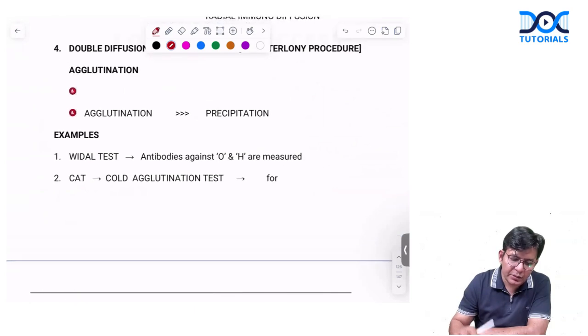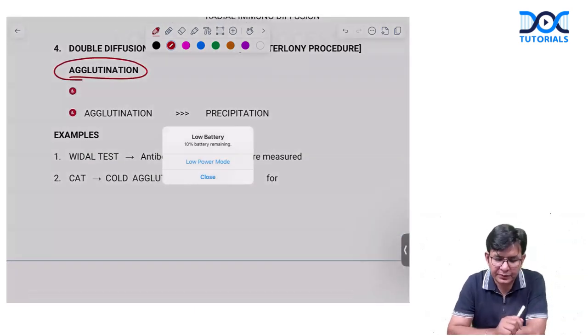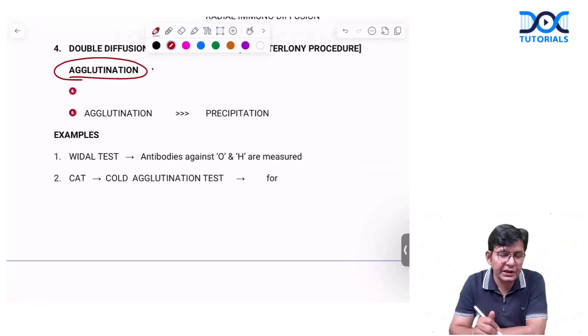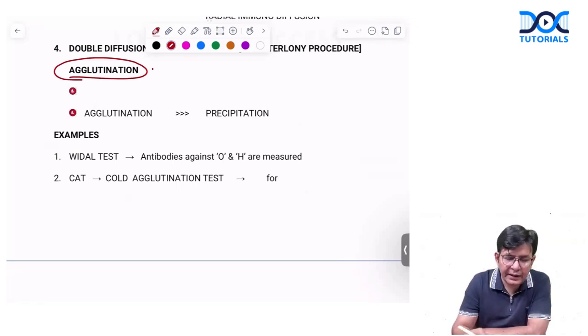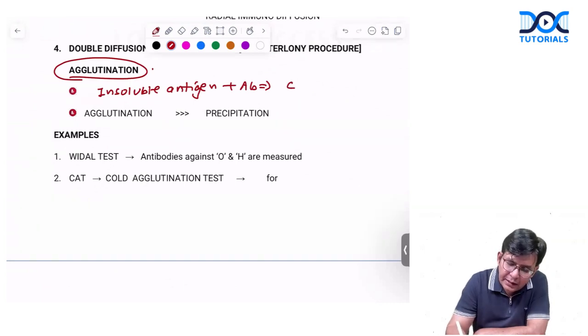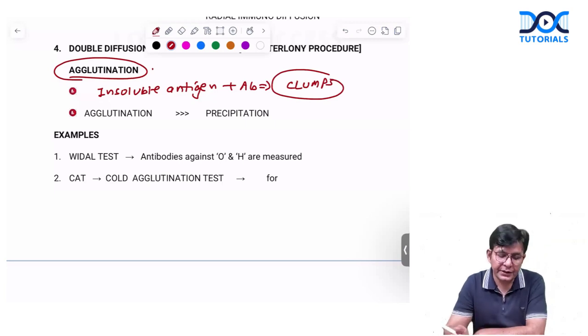Now, guys, there is one more thing which is termed agglutination. And what is agglutination? Agglutination is when an insoluble antigen mixes with antibody, and this produces clumps. These clumps are visualized properly by the eyes. Precipitation, on the other hand, forms a precipitate which is not visualized properly. That's why they have become obsolete.